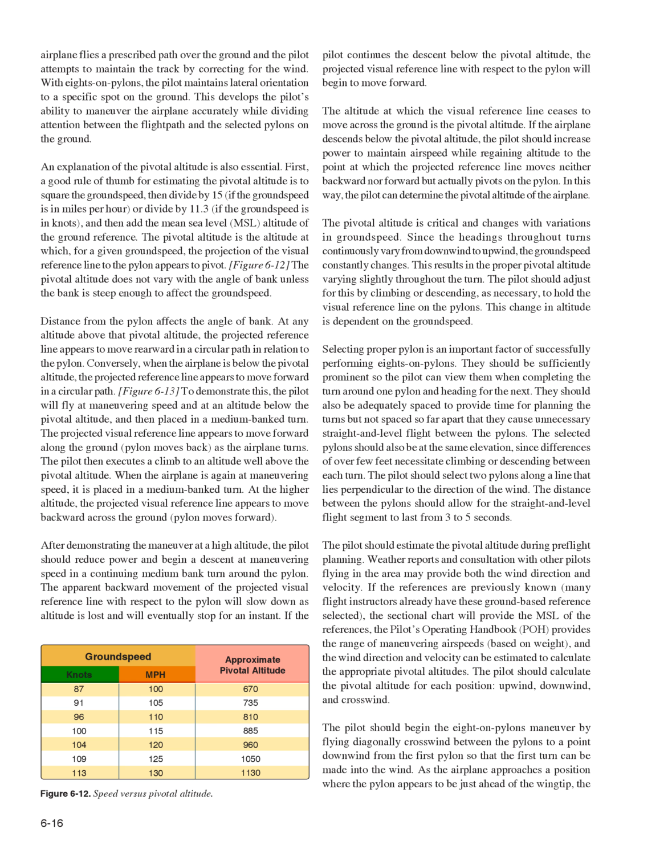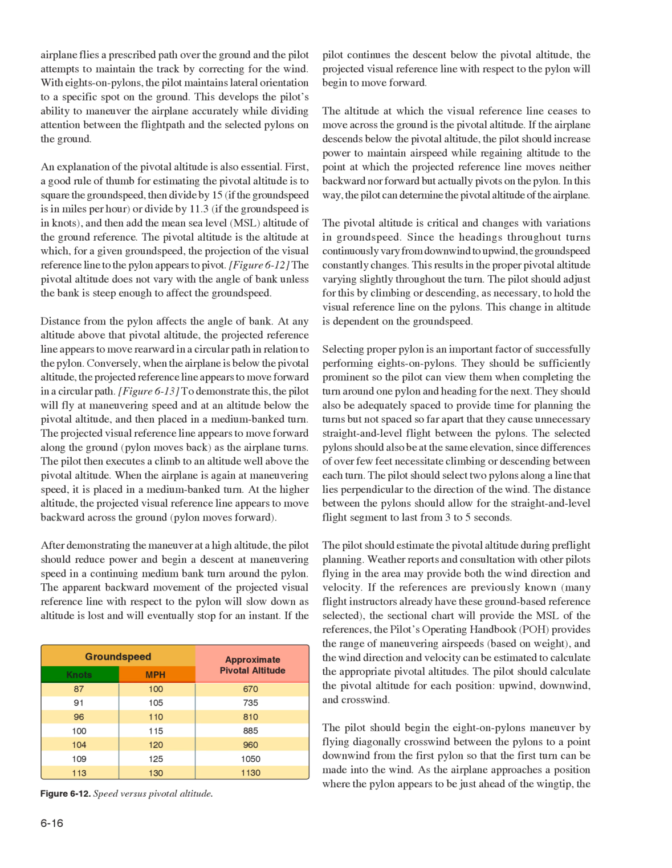After demonstrating the maneuver at a high altitude, the pilot should reduce power and begin a descent at maneuvering speed and a continuing medium bank turn around the pylon. The apparent backward movement of the projected visual reference line with respect to the pylon will slow down as altitude is lost and will eventually stop for an instant. If the pilot continues the descent below the pivotal altitude, the projected visual reference line with respect to the pylon will begin to move forward. The altitude at which the visual reference line ceases to move across the ground is the pivotal altitude.